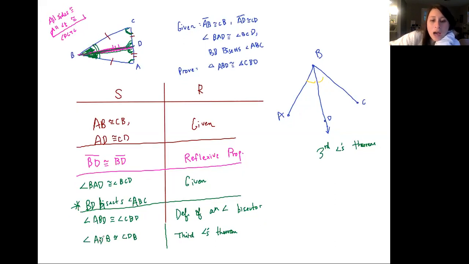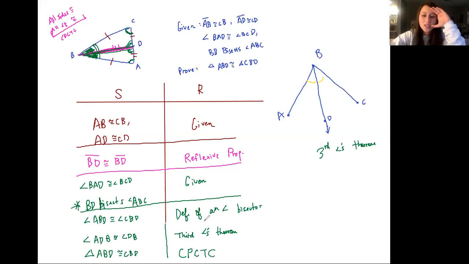So now I can say, because I've proven all my corresponding sides are congruent and all my corresponding angles are congruent, that triangle ABD is congruent to triangle CBD, because of corresponding parts of congruent triangles are congruent. So if I have two triangles that have all the corresponding parts congruent, then the triangles are congruent.